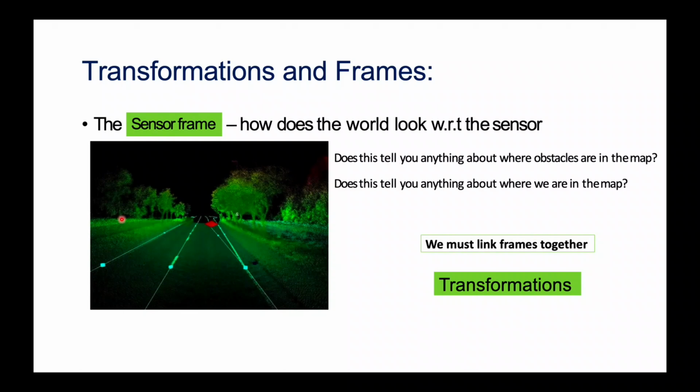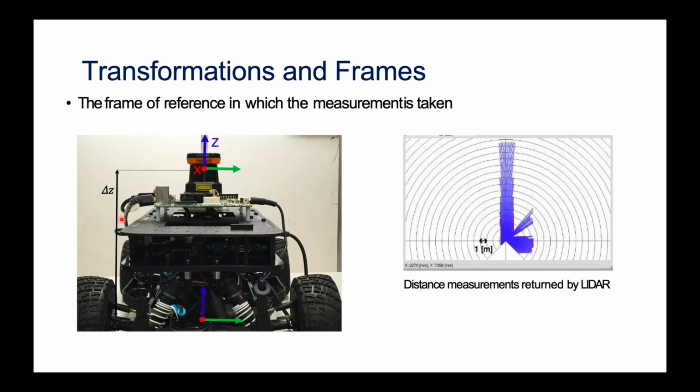And that's really what the fundamental challenge is, to use transformation and frames, that you get data in what you call the sensor frame, but you want to ingest that data and transform it into another frame, maybe the map frame, which has a much more global perspective than the perspective of just being on the robot itself. So therefore, we must link these frames together in some mathematical way, and that's where transformations come in.